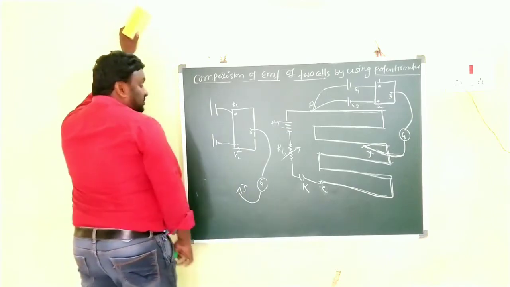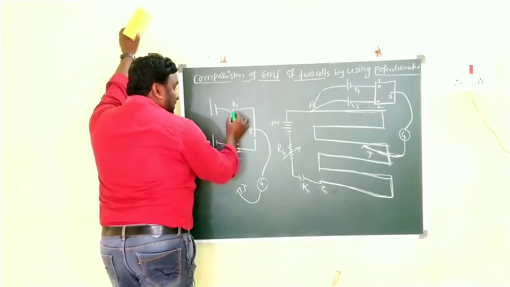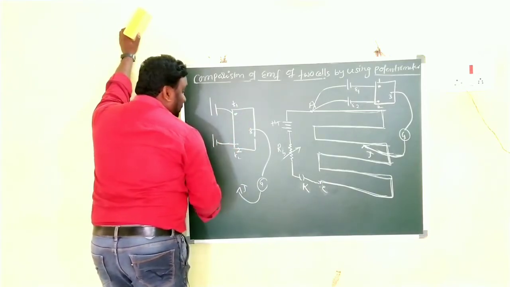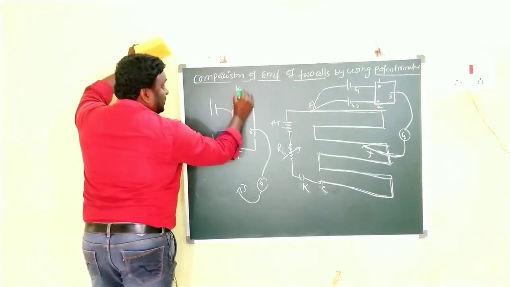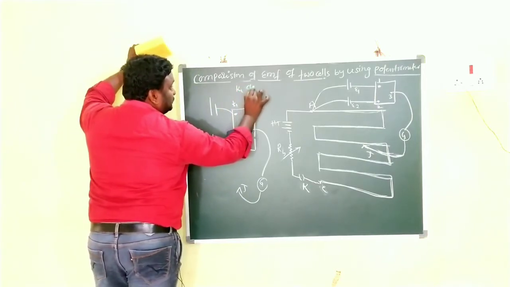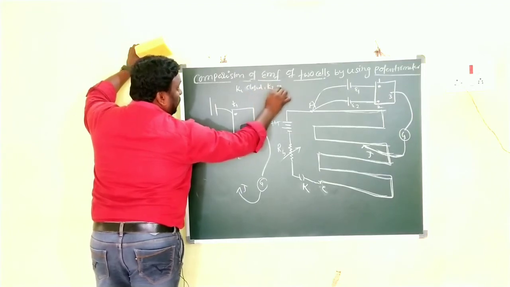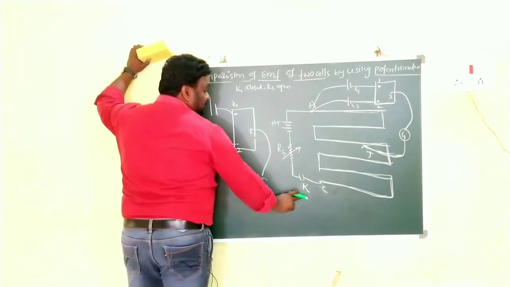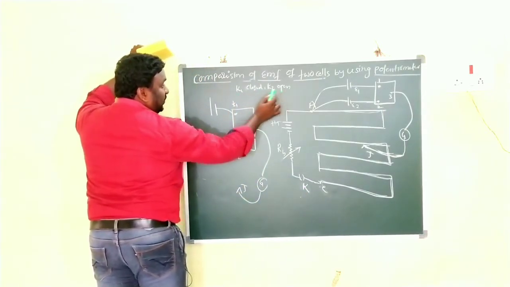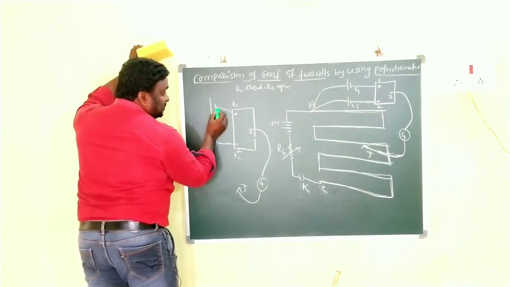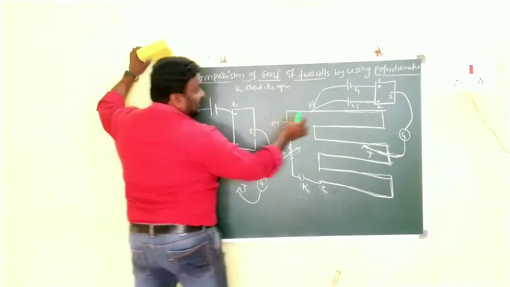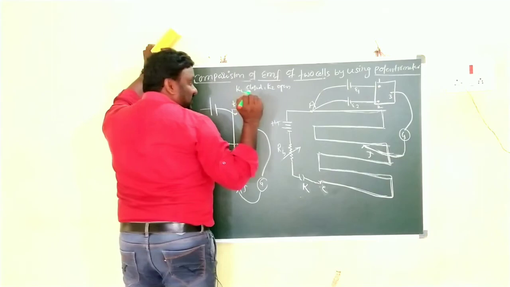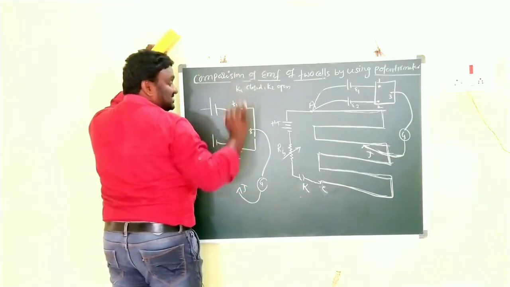So here you have to observe, children. When K1 is closed and K2 is open, already K is closed, don't worry. When K1 is closed and K2 is open, then the current passes through the first cell. Clear? And if you get clarity about this one, you can easily write the answer.